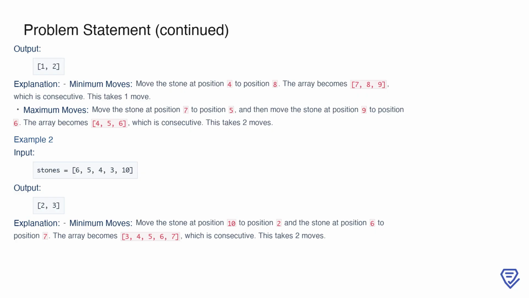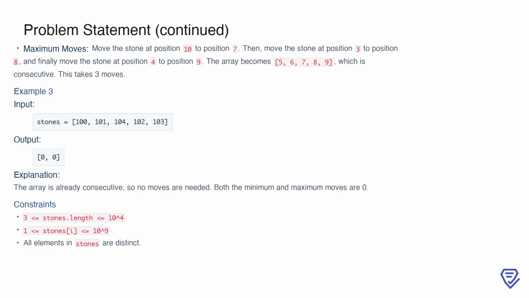Now let's look at the maximum moves for this case. To achieve the maximum moves for stones equals 6, 5, 4, 3, 10, we can move the stone at position 10 to position 7. Then, we move the stone at position 3 to position 8, and finally the stone at position 4 to position 9. This results in the array 5, 6, 7, 8, 9, which is consecutive, and this process takes three moves.